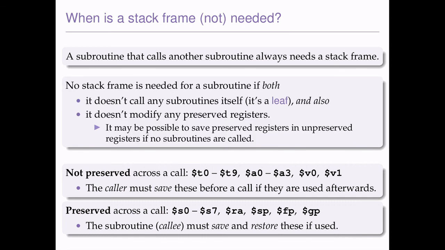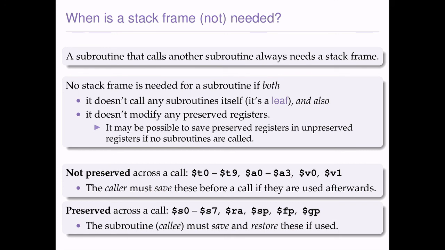Now, a stack frame is not needed for a subroutine if both of these conditions hold. So if it doesn't call a subroutine itself, that's one way, it's known as a leaf. Leaf of a tree is just a value or just a dead end. So a subroutine that doesn't call another subroutine could be referred to as a leaf. Or as well, it doesn't modify any preserved registers.